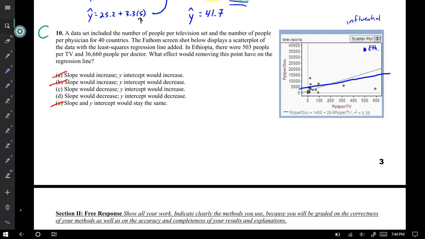Hopefully that helped talk through them. I know it took time, but the idea was to explain not just which is the right answer, but why the other ones are not correct. So hope you enjoyed it.